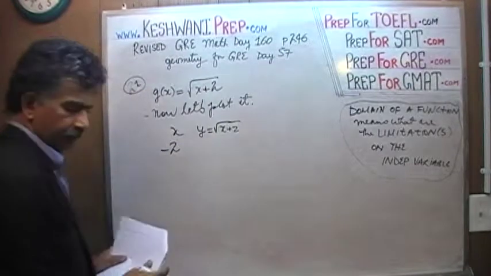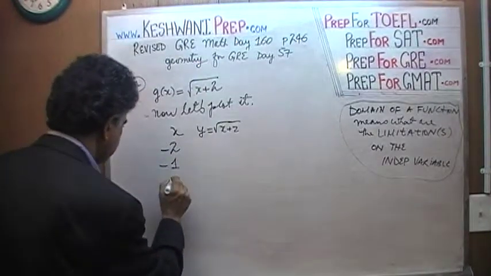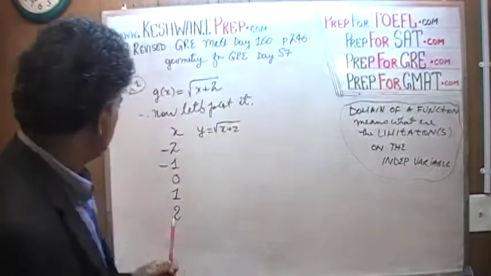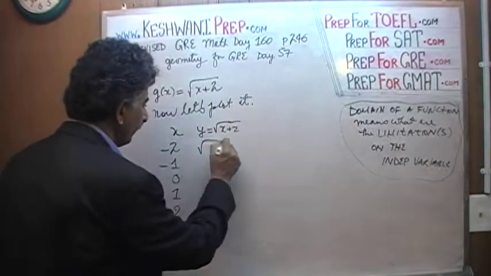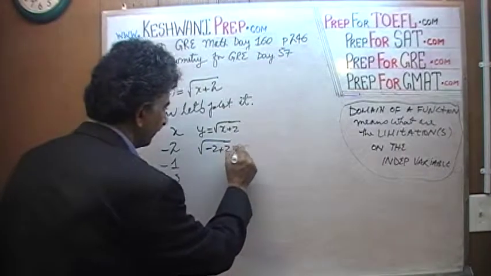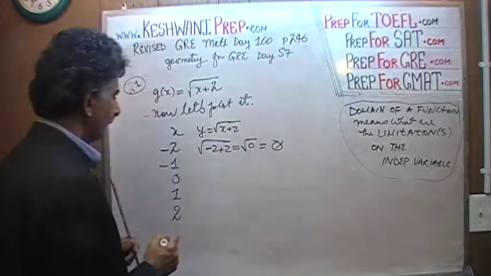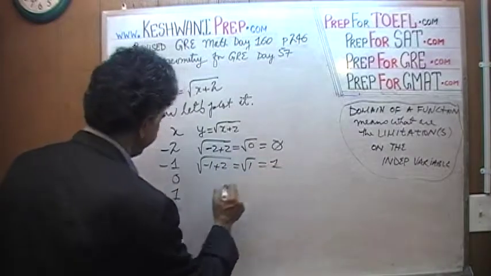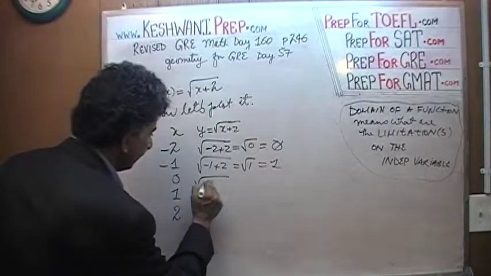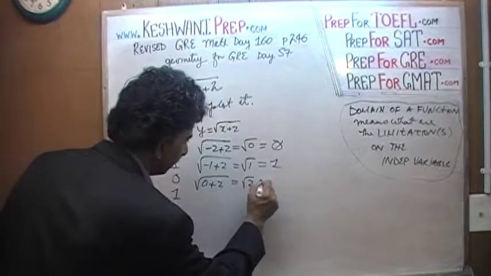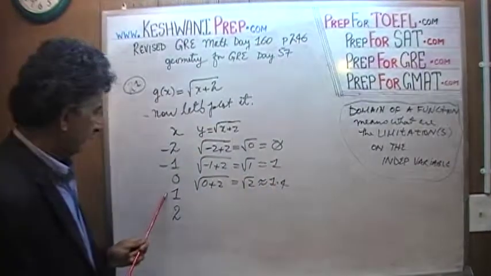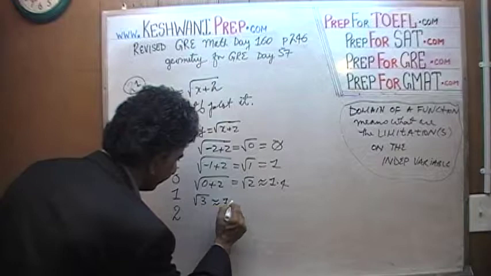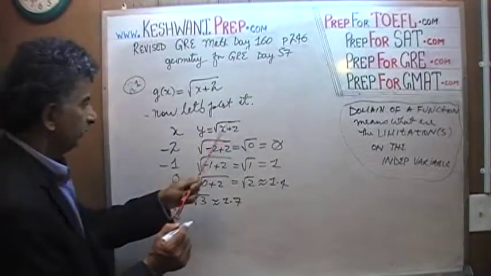When x is negative 2, we get square root of negative 2 plus 2, which is the same as square root of 0, which is 0. When x is negative 1, negative 1 plus 2 is square root of 1, which is 1. When x is 0, we get 0 plus 2, which is square root of 2, which is approximately 1.4. And when x is 1, 1 plus 2 is 3, we get square root of 3, which is approximately 1.7. And when x is 2, we get 2 plus 2, which is 4.